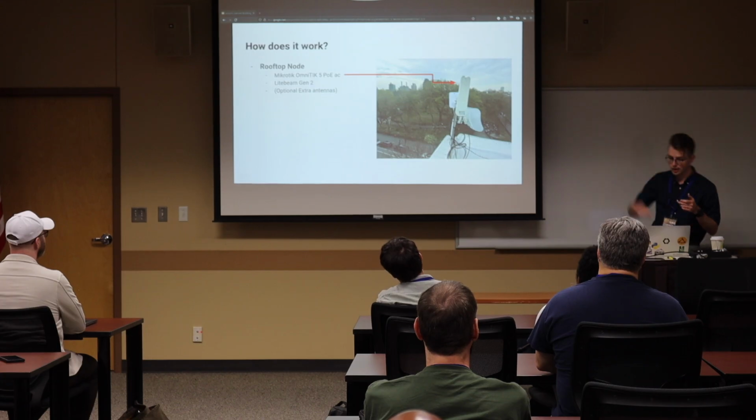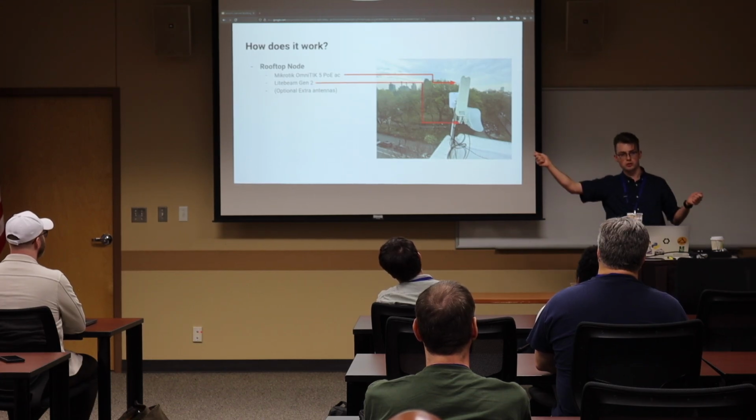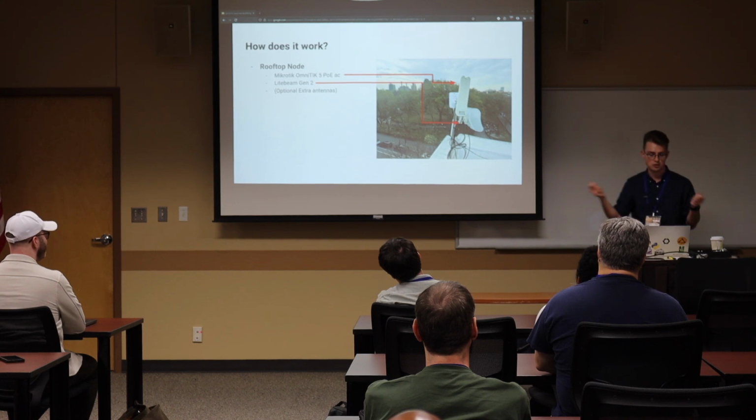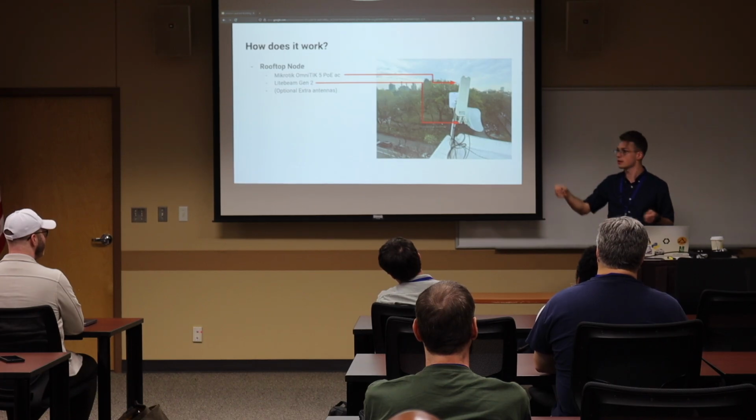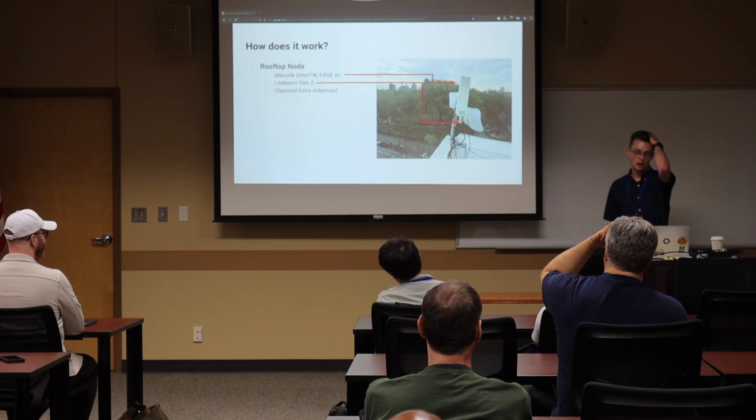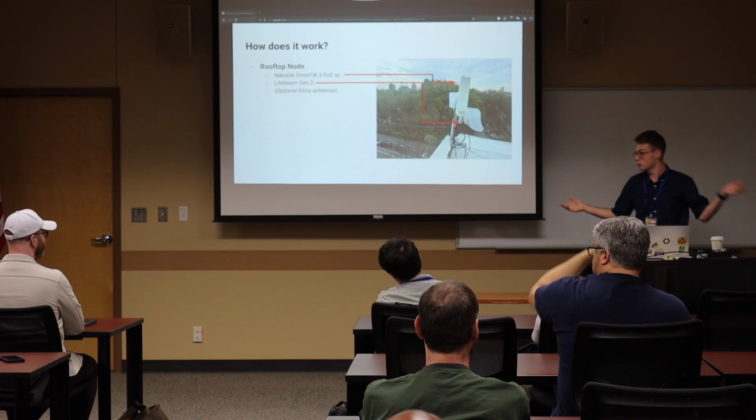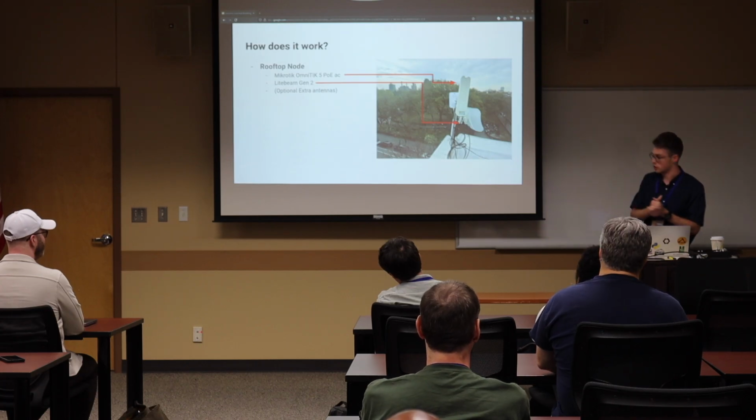You also have a LiteBeam Gen 2, that guy right there, that does a point-to-point connection to another node or to another hub or something like that. And then you can optionally have an additional antenna that will do Wi-Fi to an area. You'll notice there's a park down there. So we have that little antenna right there to broadcast Wi-Fi down to the park for people to use. This is a community network. We try to help the community. That's pretty common throughout the mesh.